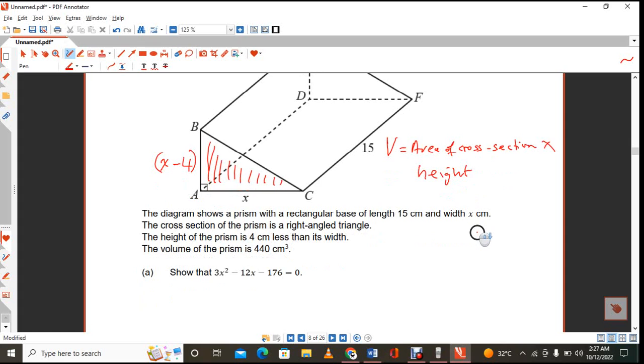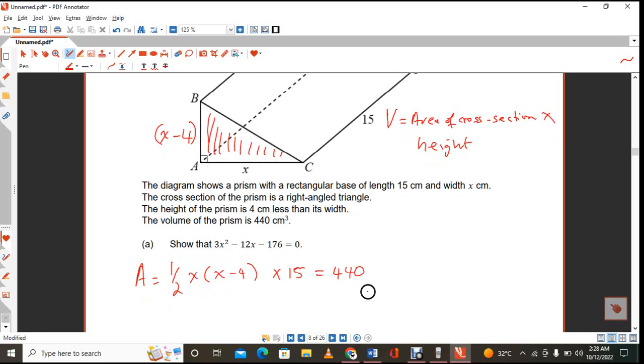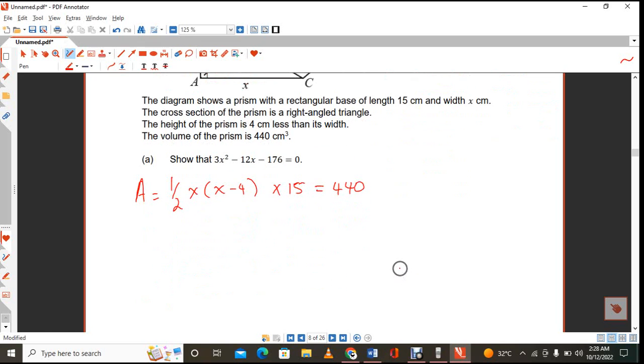Okay, so what is the area of the cross section? Since it's a triangle, the area of the cross section is therefore a half times base times the height, and times 15 should give me 440. So if I clean this up nicely, I should definitely arrive at what I was looking for. So of course, these already generate marks. So from here, it's just a matter of you playing it safe.